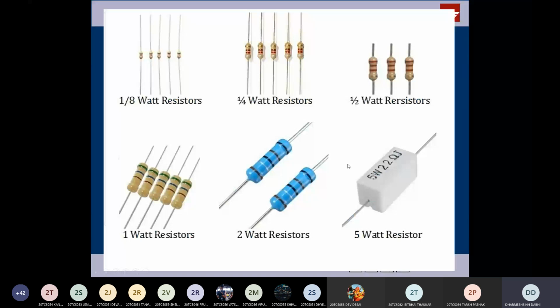So you can see here some pictures of different wattage ratings. You can see very small types of resistance. These have a watt rating of 1/8. Then larger than this is a 1/4 wattage resistor. This is a half watt resistor, 1 watt resistor, 2 watt, and 5 watt resistor. So you can see that as the size of the resistance increases, its power rating increases. It means that the resistance is capable of withstanding more power. This is called the rating of the resistor.